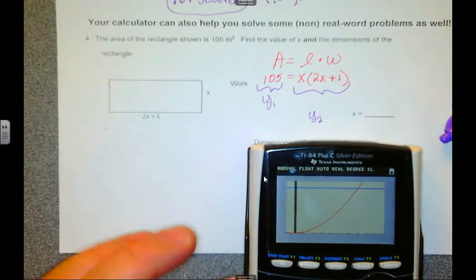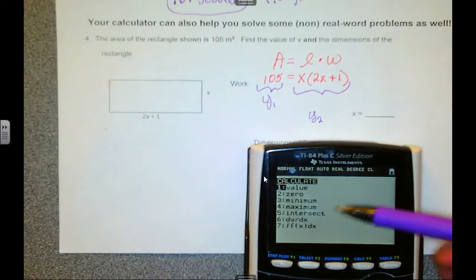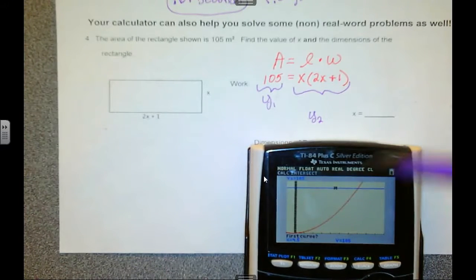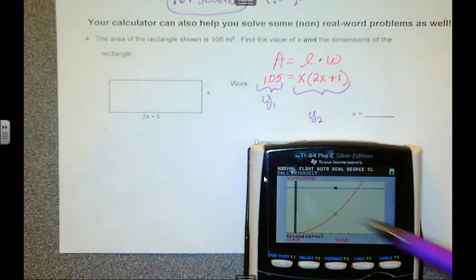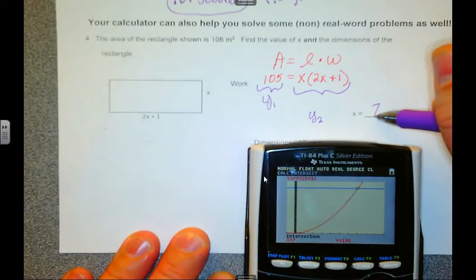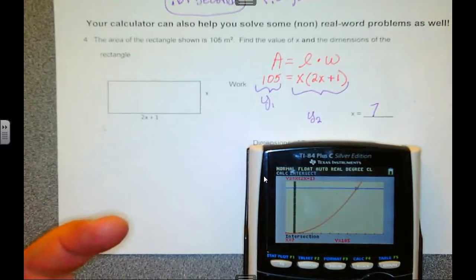All right, so let's pick up the intersection. Second trace. Going to go to intersect. That's my first curve, the line. I'm going to hit enter. My second curve is that parabola. I'm going to hit enter. And then enter again. It gives me the point of intersection. So my x equals 7. It's really easy if you guys get a calculator and do this and pick out these points.